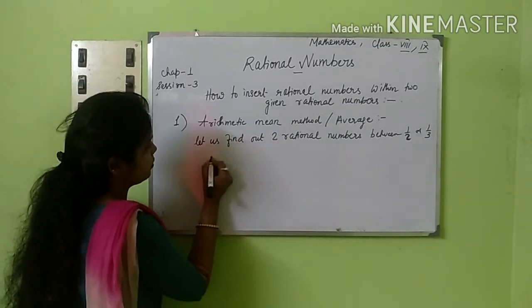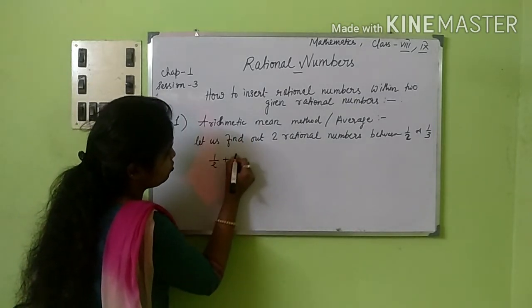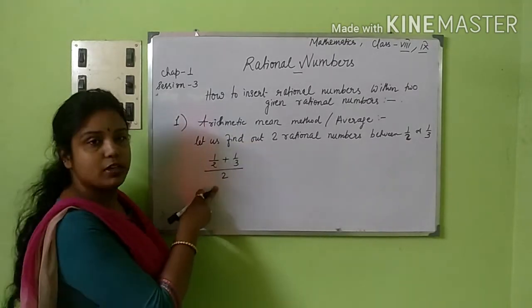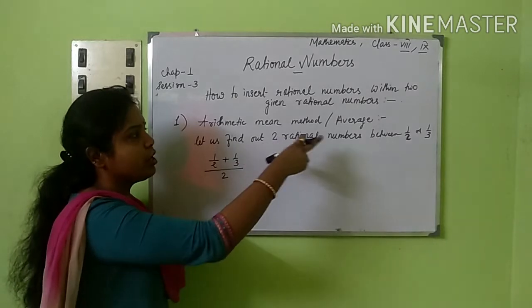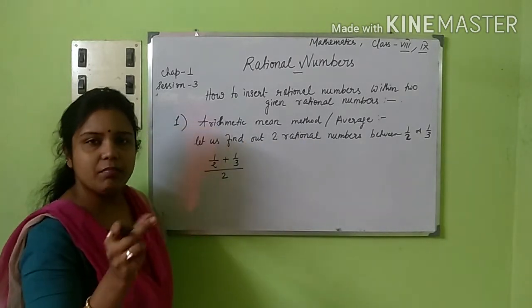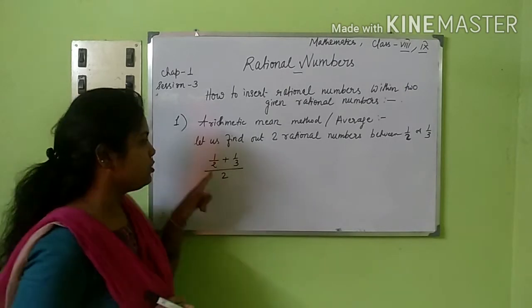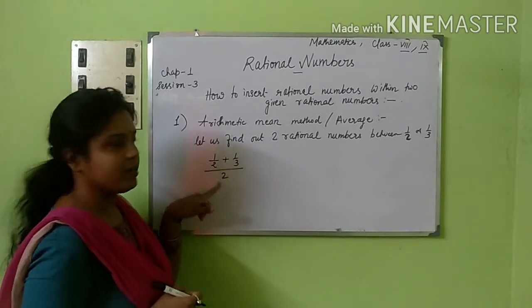Now, (1/2 plus 1/3) whole divided by 2. This is the particular formula. You know average also. Suppose A and B is given. So what is the average of A and B? It is (A plus B) by 2. That is what I have done.